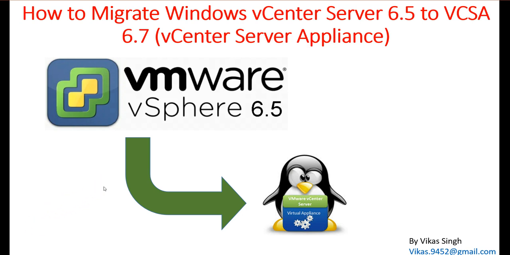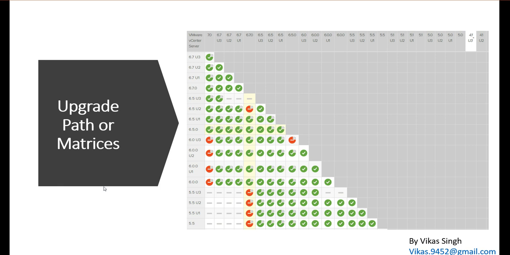So this is basically an upgrade path or matrix, you can say, for vCenter Server migration. This matrix supports both, like if you want to go from Windows to the latest Windows version, or you want to go from vCenter to the latest VCSA version, either way. So currently I am running basically 6.5. So you can say all 6.5 versions support migration to 6.7.